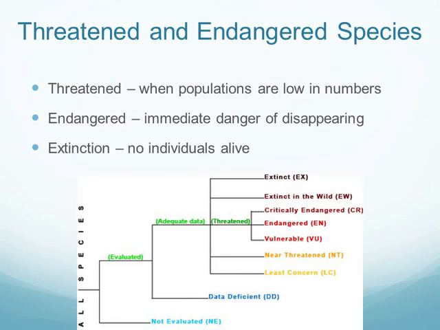So some things to note: the difference between threatened and endangered species, and pollution and human impacts have basically created these categories. And so a threatened organism has a population that is low in numbers. So it could still potentially come back to a non-threatened position if humans and other environmental factors were taken off of them.